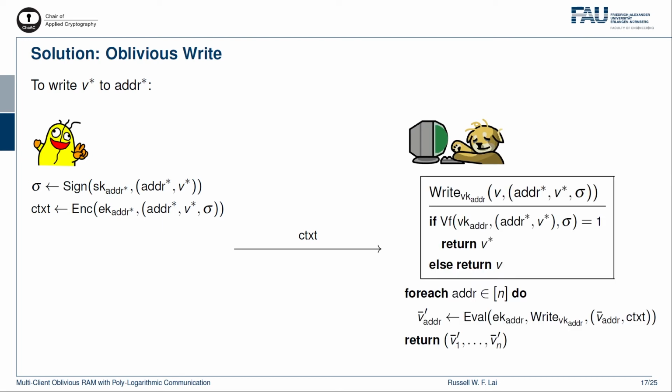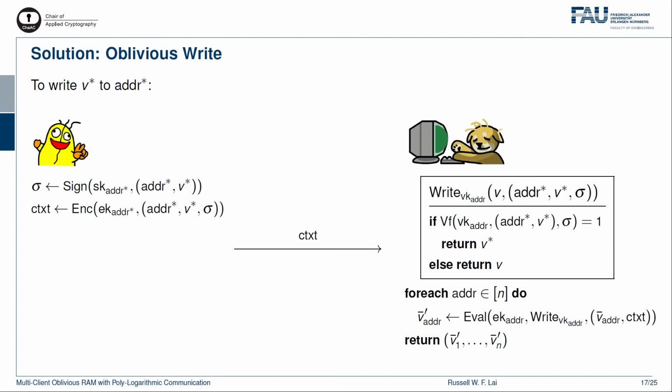The server then homomorphically evaluates a different write function over each database entry. Each write function is hardwired with an address-dependent verification key vk address. It inputs an existing value v, an address star, a new value v star, and a signature sigma. It checks if sigma is the valid signature of the tuple address star, v star under the verification key vk address. If so, it returns the new value v star, otherwise it returns the existing value v.